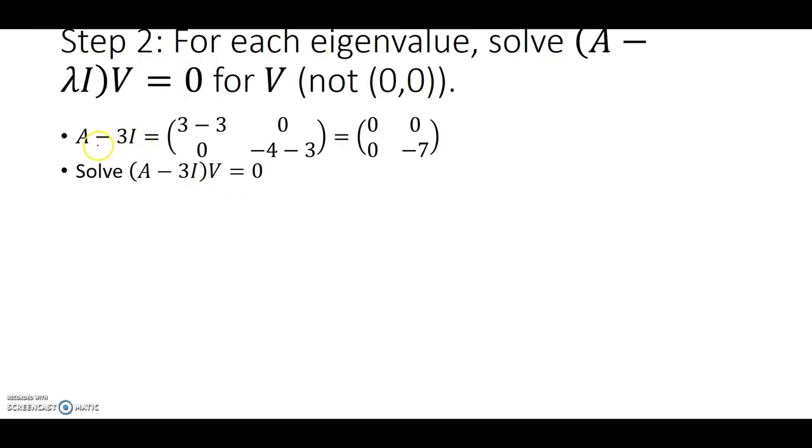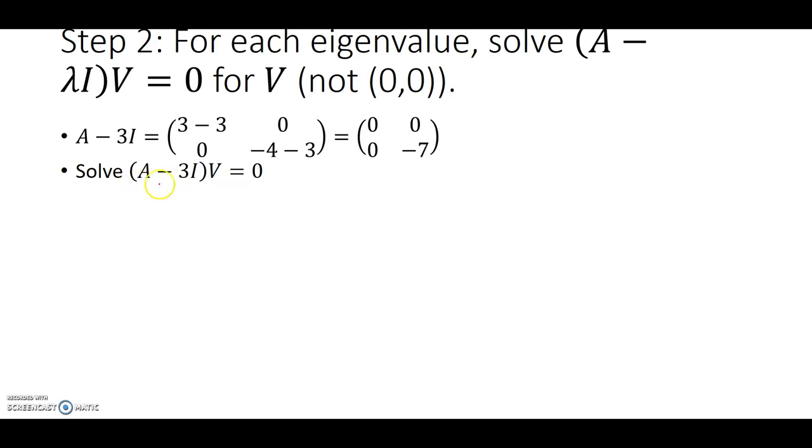So first of all, we calculate A minus 3I for the first eigenvalue, and we get 0, 0, 0, negative 7. That seems kind of suspicious, but it's actually a good sign. We want one of the rows to zero out. What we've done is essentially create two linearly dependent equations, and we're not going to talk about that here.